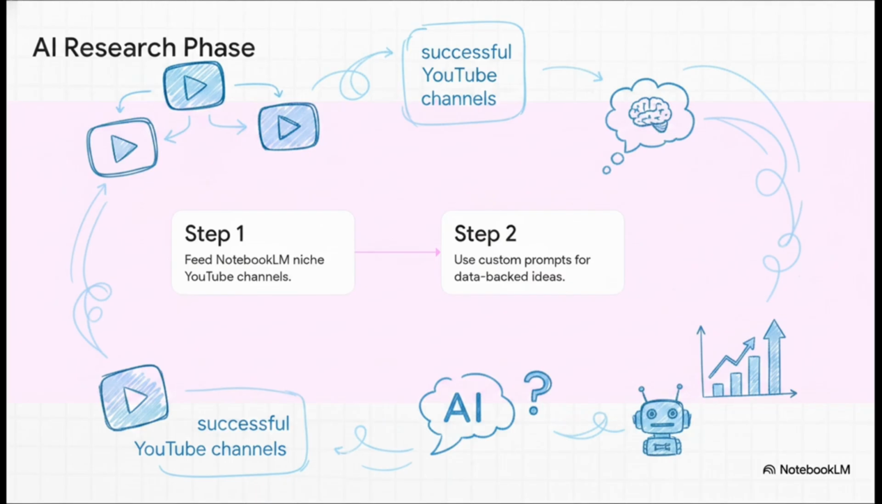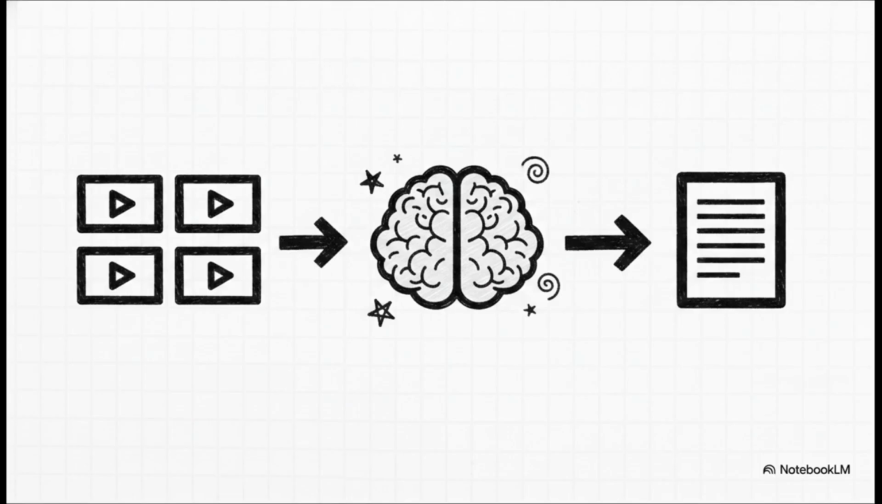Then for Step 2, you use custom prompts to ask it for video ideas. It digs into those successful channels and comes back with unique, data-backed ideas that are perfectly targeted for your audience. Once you've got that winning idea, you take it a step further. You create a second Notebook LM chat, and this time, you upload links to specific, wildly popular videos that match the style you're going for.